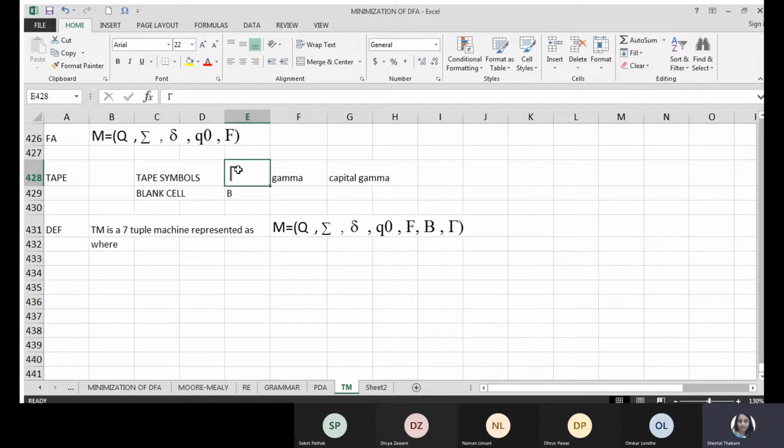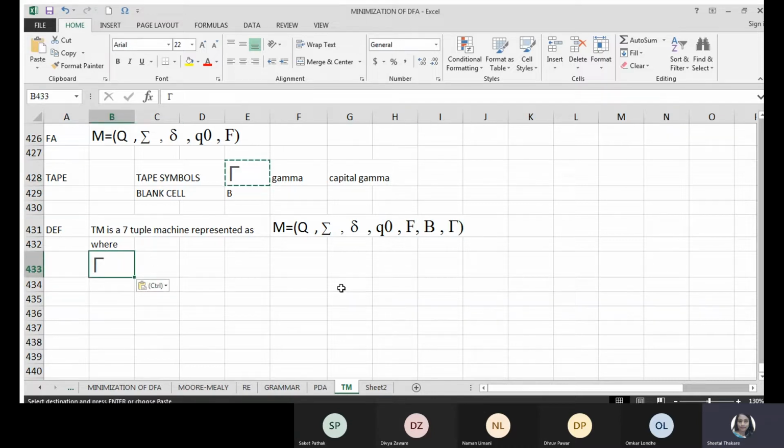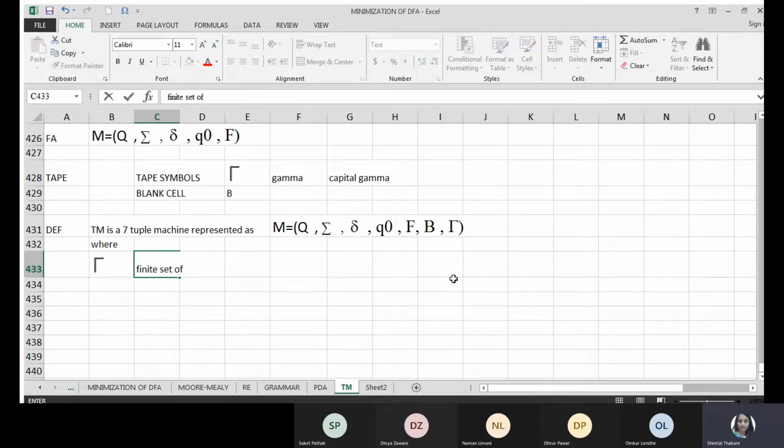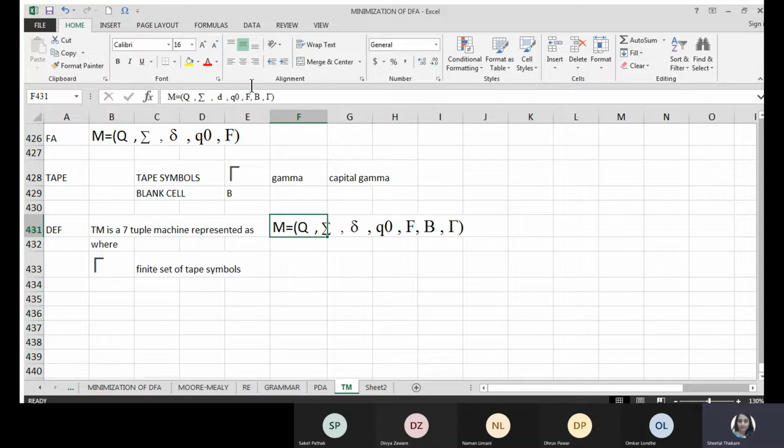So we will specifically write here. Rest of the things you know. This is finite set of symbols. So out of 7, we have talked about 6 tuples. The remaining is this mapping function. Let me copy this symbol.